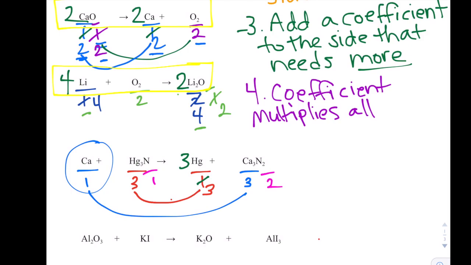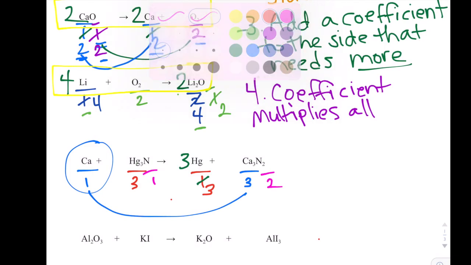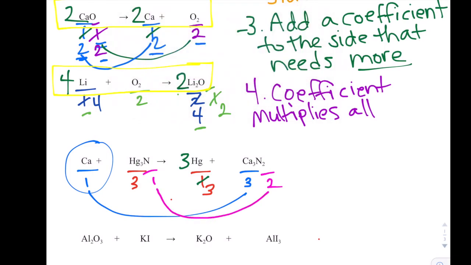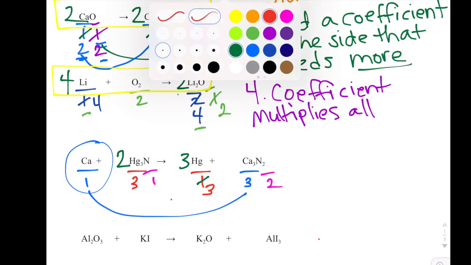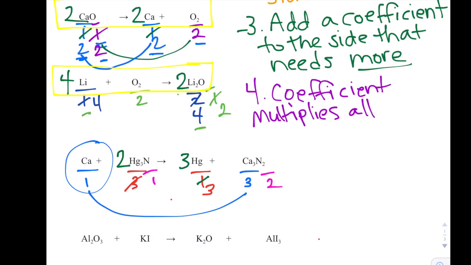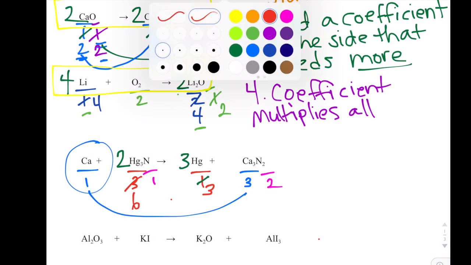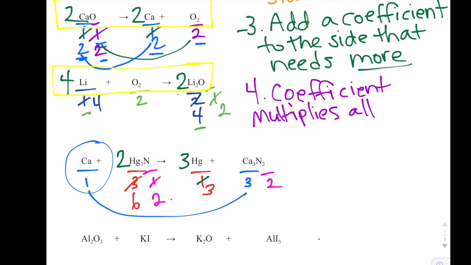But now the pink, N, 1 on the left and 2 on the right. So the one that needs more is where I need my coefficient. So the 1 is less. I'm going to put the big 2 in front. And you see now I did do that, what I was talking about where something messed up. This is one that I already had balanced. Oh well. So the 2 times 3 is 6 Hg now. But that did fix my N's. 2 times 1 is 2. So now my N's are good.